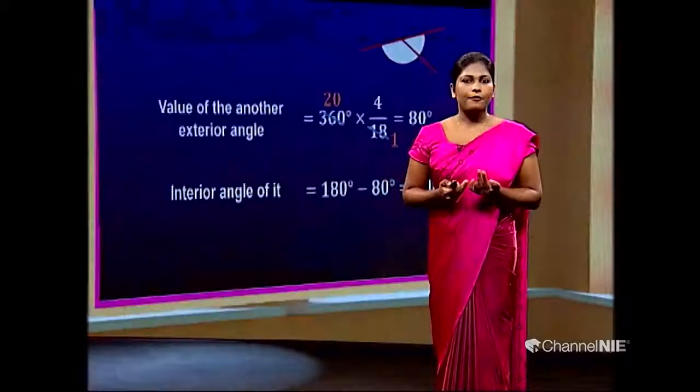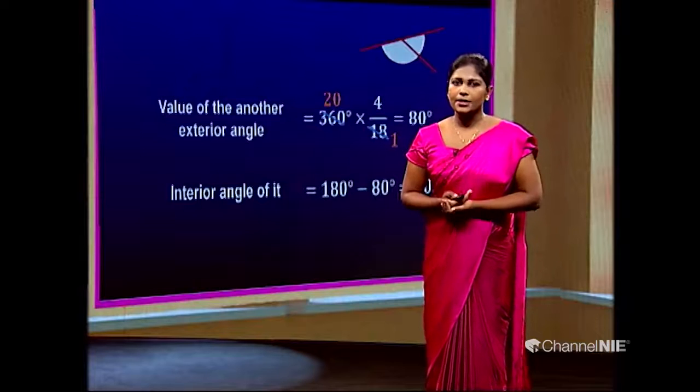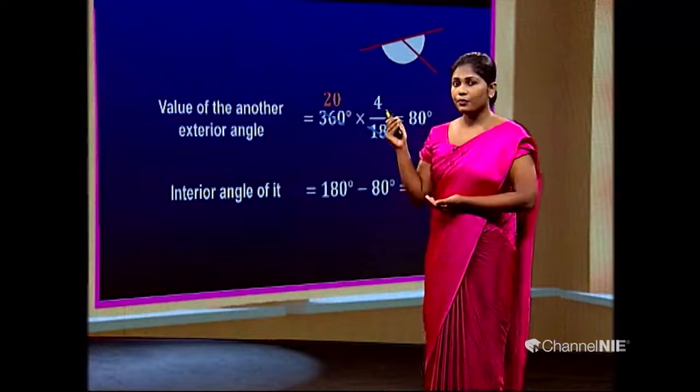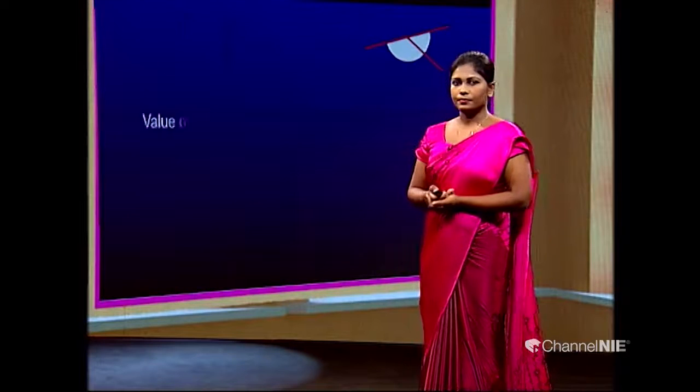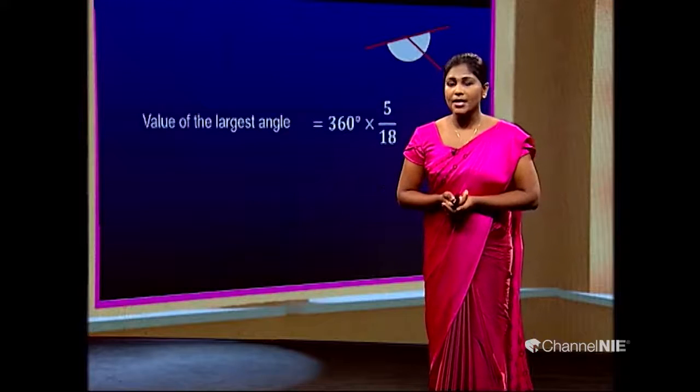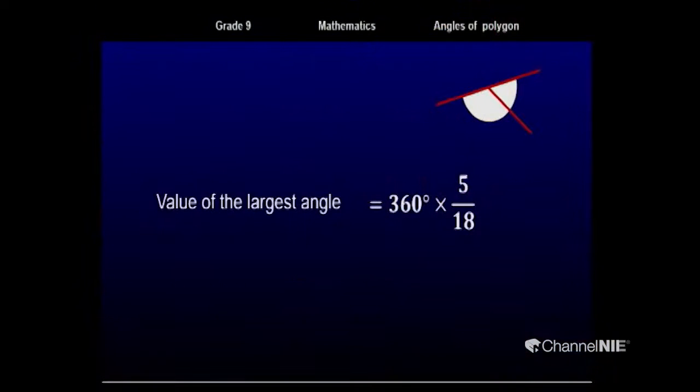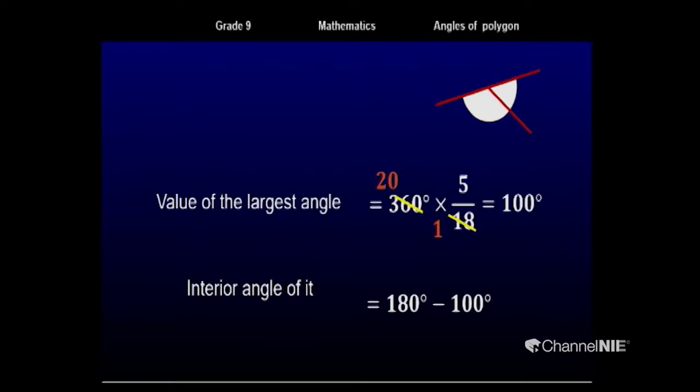Now we have found 3 angles of this hexagon. We have to find another one, the value of the largest angle. Largest angle, 360 into 5 over 18. Then we can simplify 18 and 360, 100 degrees. So what is the interior angle of this largest exterior angle? The sum of these two is equal to 180, then 180 minus 100 is equal to 80 degrees.